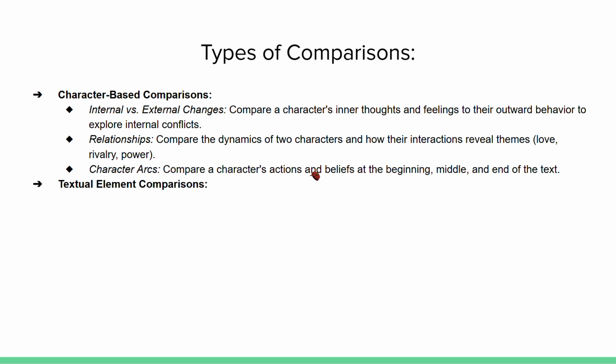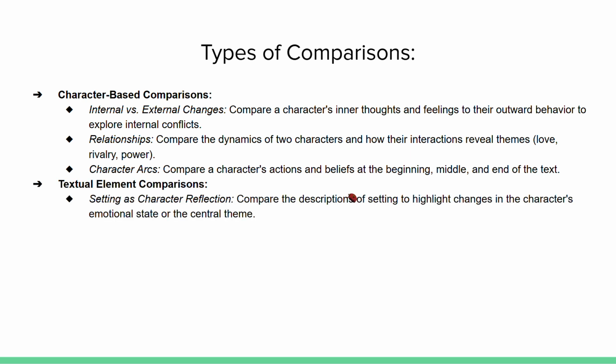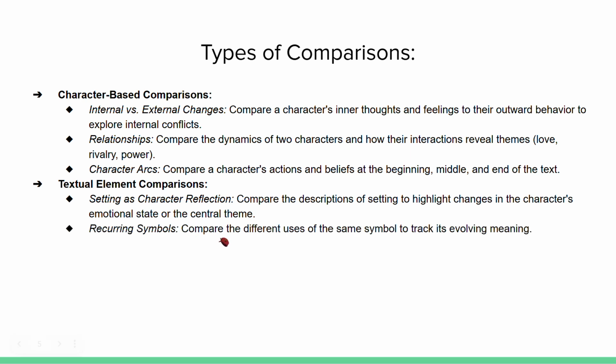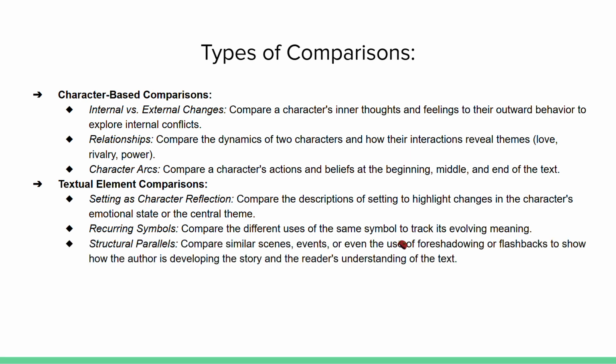Next are textual element comparisons. Setting as a character reflection. Compare the description of setting to highlight the changes in the character's emotional state or the central theme of the text. Recurring symbols. Compare the different uses of the same symbol to track its evolving meaning. Next is structural parallels. Compare similar scenes, events, or even the use of foreshadowing or flashbacks to show how the author is developing the story and the reader's understanding of the text.